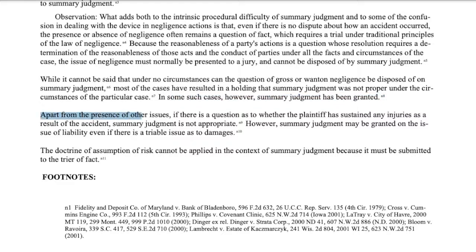Apart from the presence of other issues, if there is a question as to whether the plaintiff has sustained any injuries as a result of the accident, summary judgment is not appropriate. However, summary judgment may be granted on the issue of liability, even if there is a triable issue as to damages. Ooh. Just on the issue of liability, and there's a triable issue as to the amount of damages.